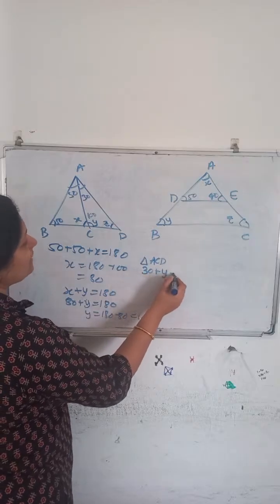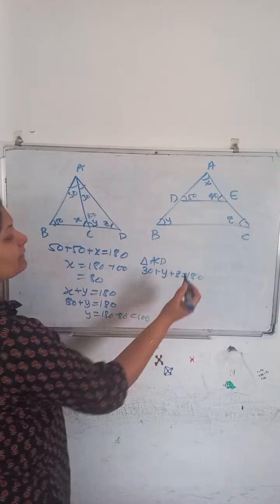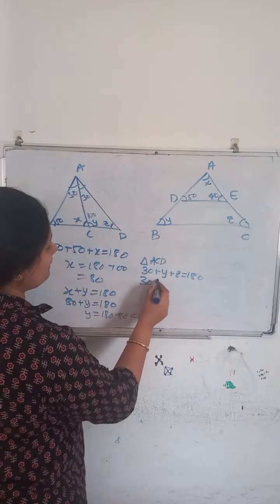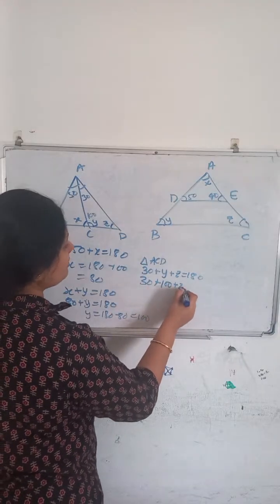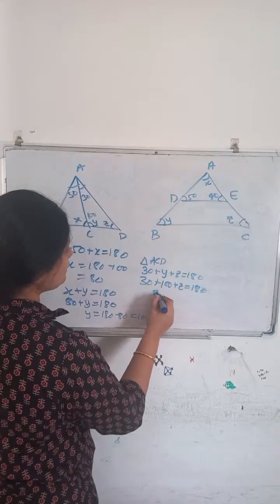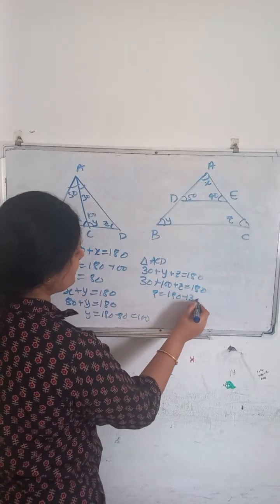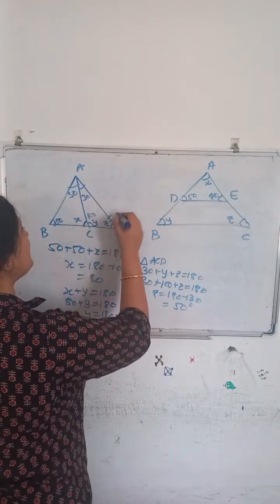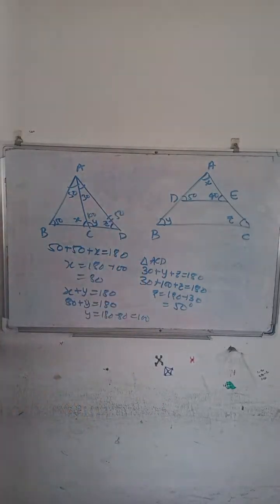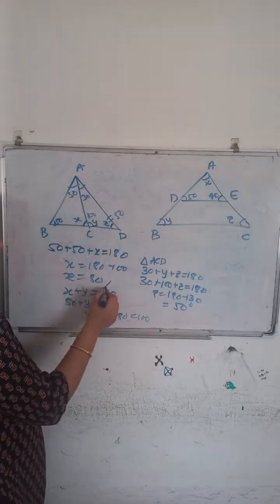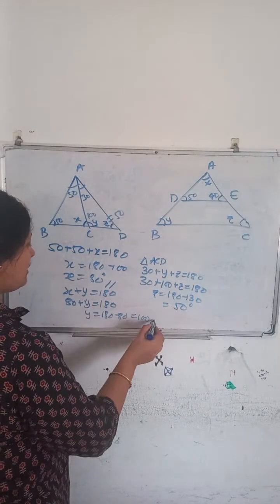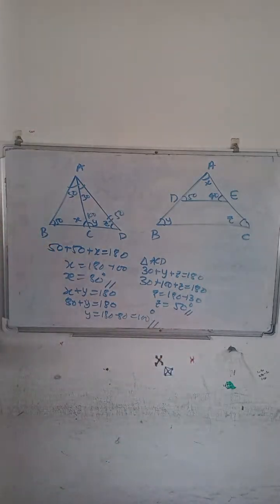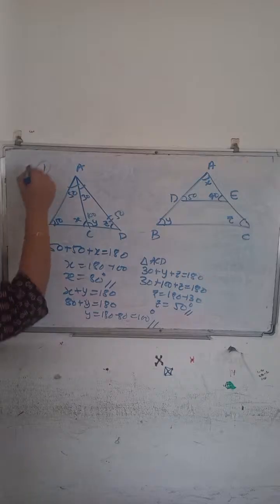And again, if we take triangle ACD, then angle 30 plus angle Y plus Z is equal to 180, because that small triangle's angle sum is also 180. So 30, plus the Y value I got, 100, plus Z is equal to 180. So Z is equal to 180 minus 130, that is nothing but 50 degrees. Okay, Z I am getting how much here? 50 degrees. So I got X as 80 degrees, Y as 100 degrees and Z as 50 degrees. So these are the answers for figure 1.